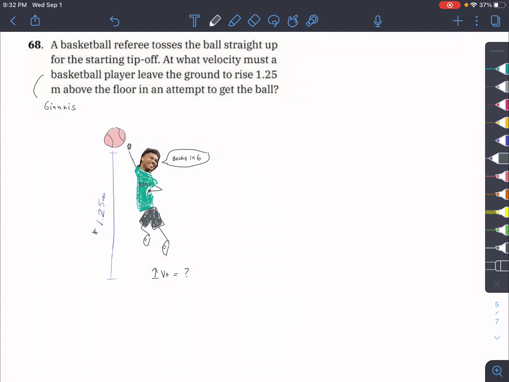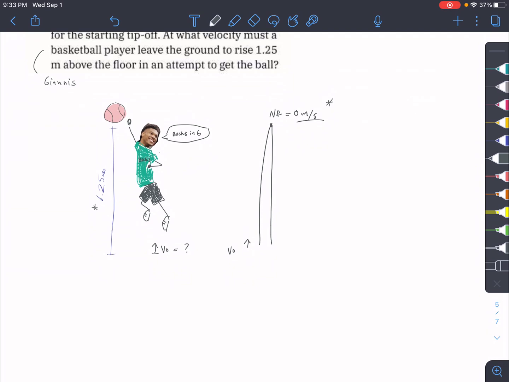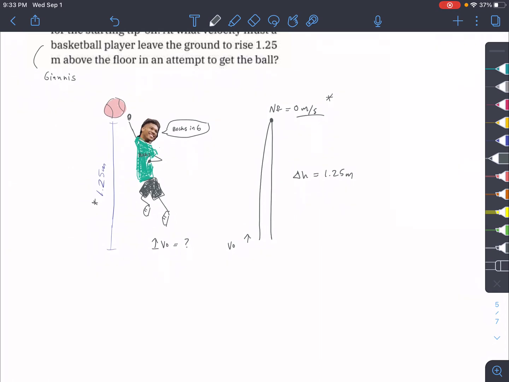We can also infer that our final velocity, if we're looking at him jumping in the air, would be equal to 0 meters per second, because eventually he's going to run out of steam. So we're looking for the velocity he needs to use to be able to get this high. So we have our V naught here, but eventually he's going to run out of steam and come back down. So we're modeling our VF as 0 meters per second, at the top of his jump. And then we know that the height that he's going to travel is 1.25 meters. So we're looking for V naught, and these are what we have for our parameters.